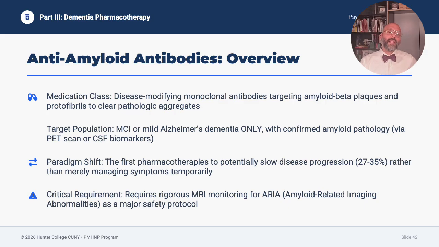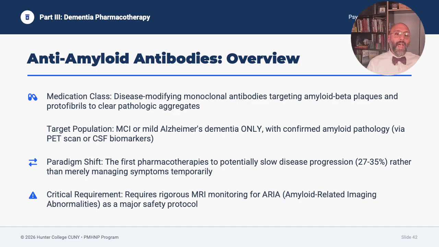So this slide is about Alzheimer's treatment, but disease modifying now. So this is anti-amyloid antibodies, right? These are disease-modifying monoclonal antibodies designed to target amyloid beta plaques and protofibrils, not symptoms. So the goal is going to be clearing pathologic aggregates from the brain. Now, importantly, these agents are not for everybody. The target population is mild cognitive impairment, so early disease, or mild Alzheimer's dementia only.